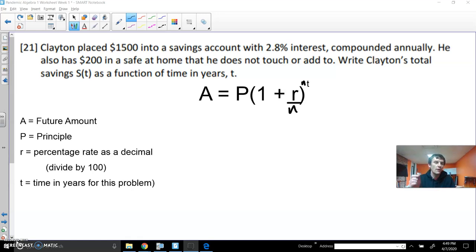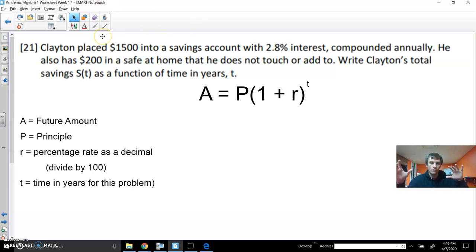So let's talk about savings accounts and compound interest. All of that has to do with exponential functions. When we're talking about the compounded annually formula, we could keep it real simple and just say you have your principal, your starting amount. You have your ratio, how much you're multiplying by, and then you have an exponent that represents the time.